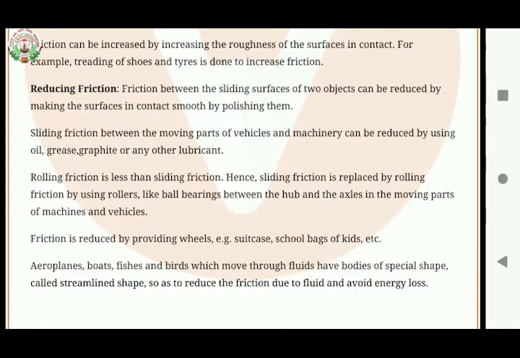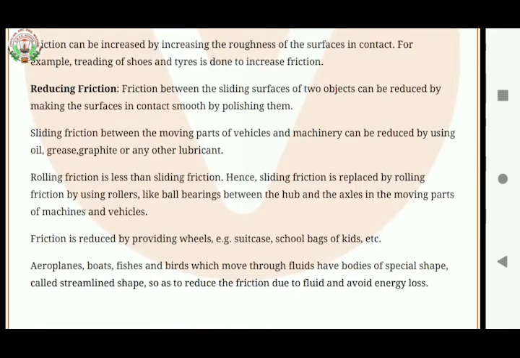Now, what are the methods for reducing friction? Friction can be minimized or reduced by making the surfaces in contact smooth, by polishing them. Sliding friction between the moving parts of vehicles and machinery can be reduced by using oil, grease, graphite, or any other lubricant.